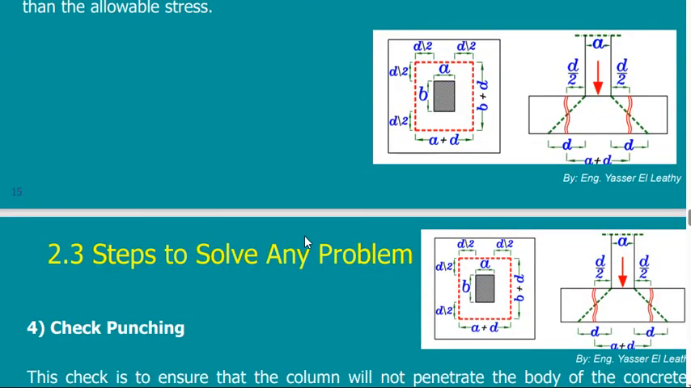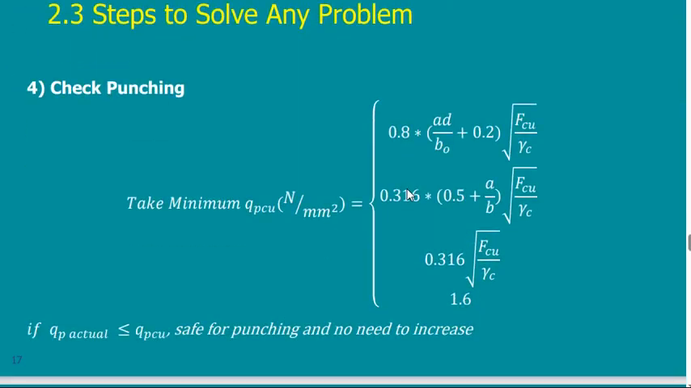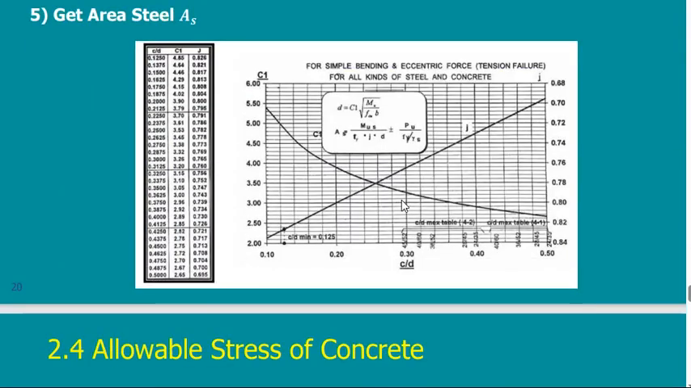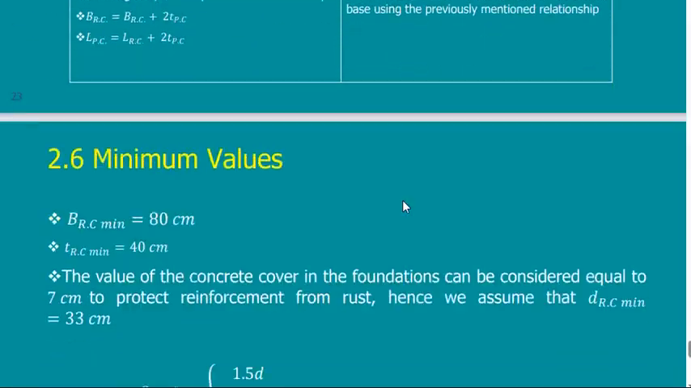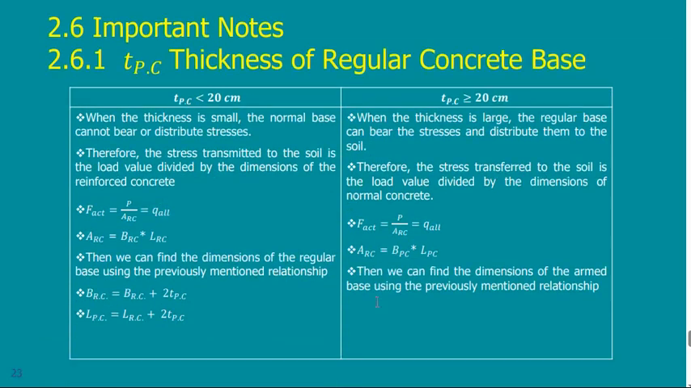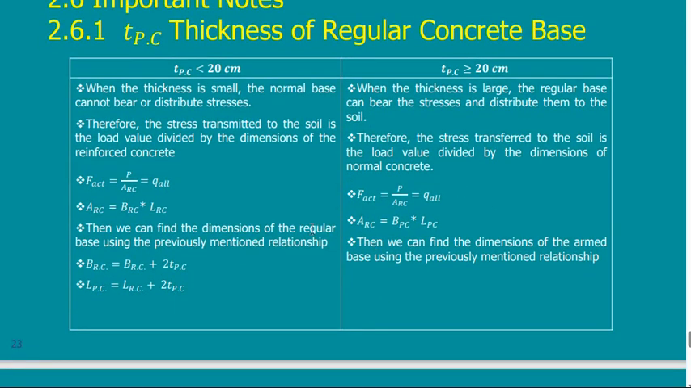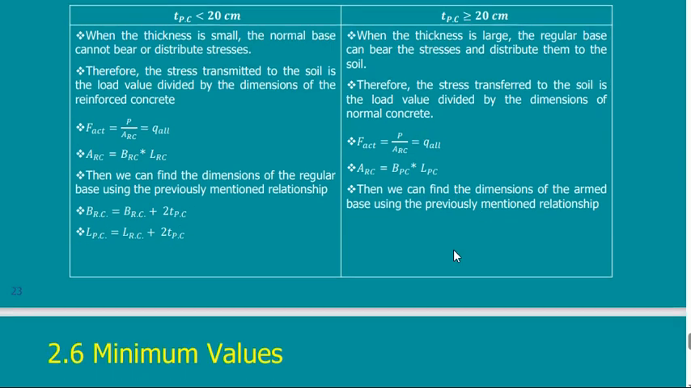Okay, so this is all for check of shear and punching. I will just move on. This table is very important for you to understand the difference between having plain concrete less than 20 centimeter or more than 20 centimeter.